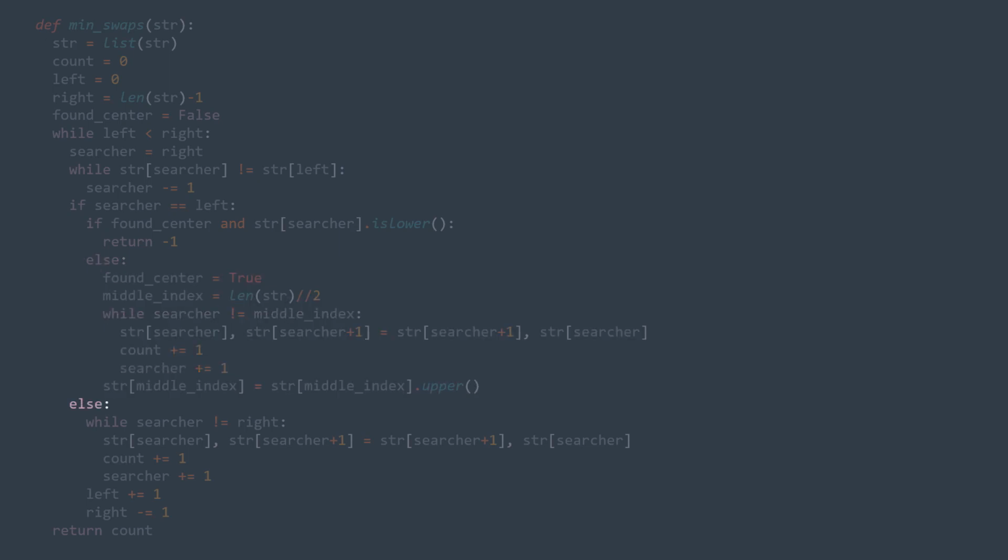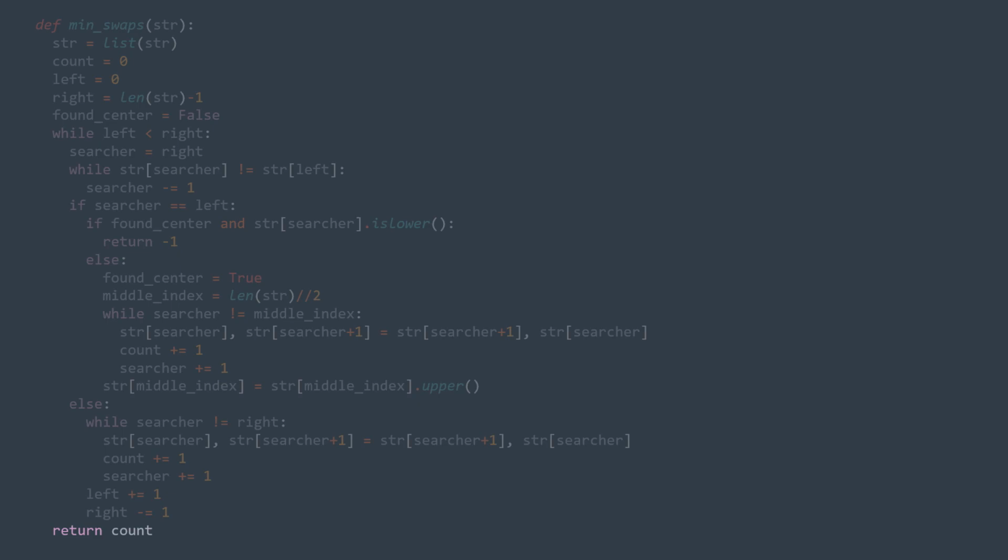Else if we found a new occurrence, then we don't have the center letter problem, we just need a while loop to take the letter to the right index. So we write while searcher isn't equal to right, we swap between str of searcher and str of searcher plus 1, we increment count, and we move searcher forward. After it, we move left forward and right backward for the next iteration. Then after finishing all iterations of the outer loop, it means that our string is now a palindrome, we just return count.